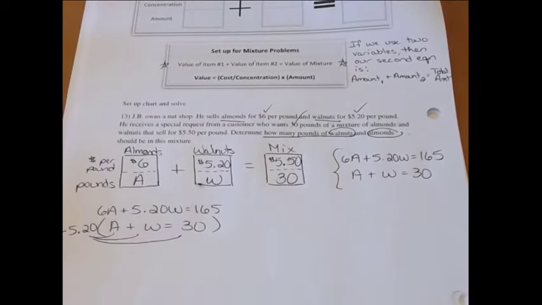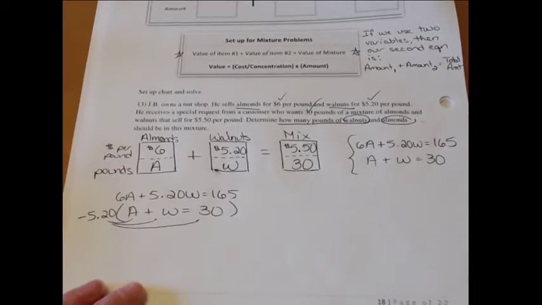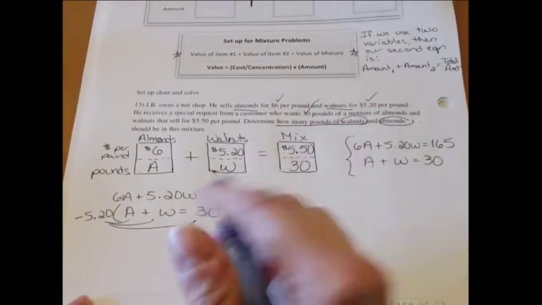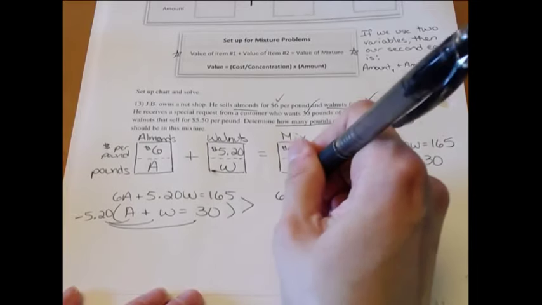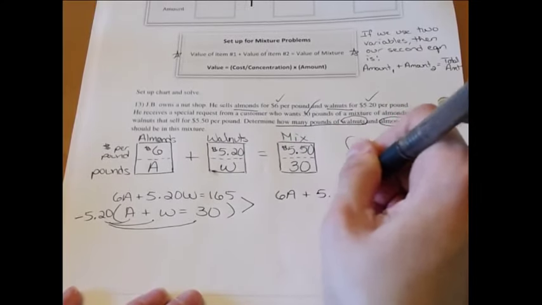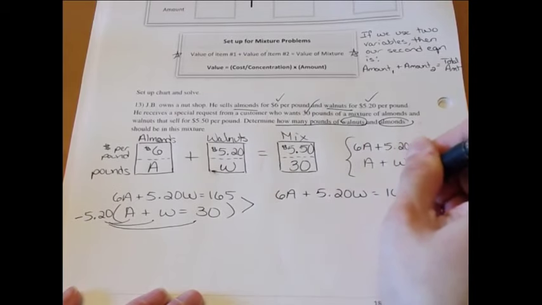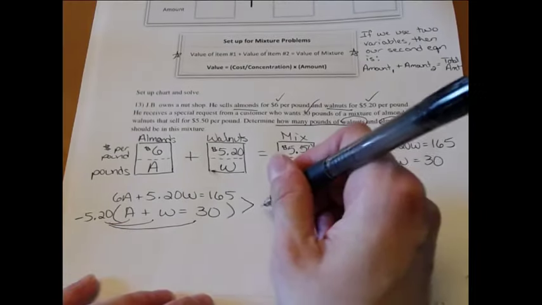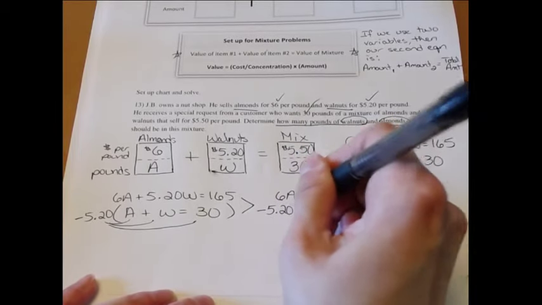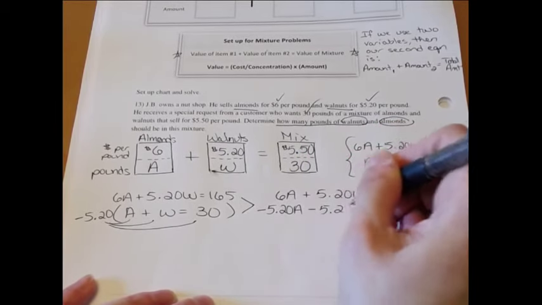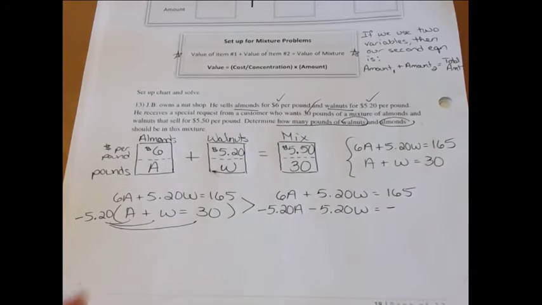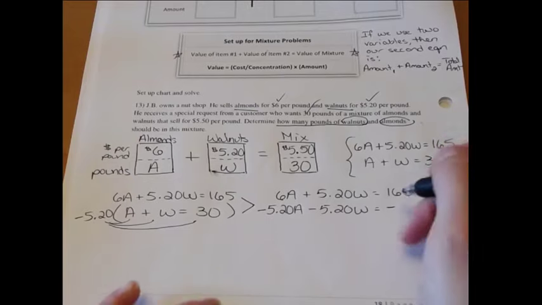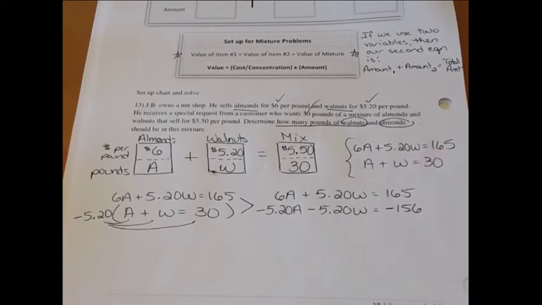As a reminder, we distribute to all 3 terms. So let's see what we get. The first equation is going to stay exactly the same. 6A plus 5.20W is equal to 165. And now I'm going to distribute the negative 5.20 throughout. Be so careful with the signs, please. Negative 5.20A, negative 5.20W is equal to negative, let's punch this in, so 5.20 times 30 is going to give me 156, so it's a negative 156. Awesome.